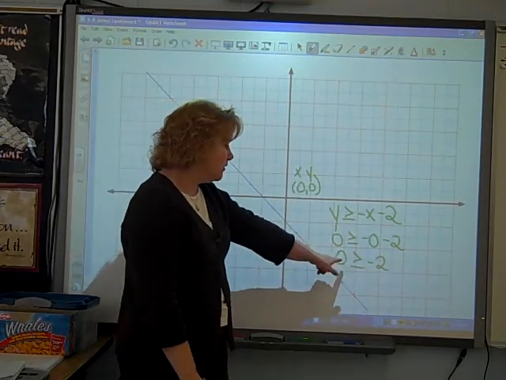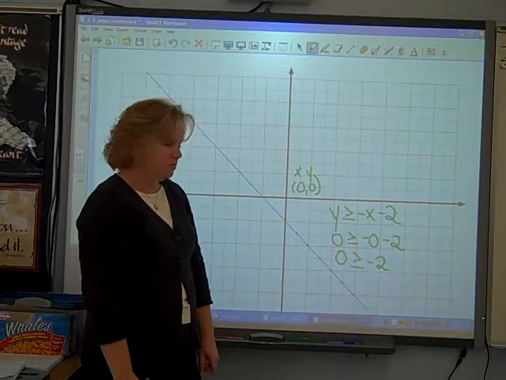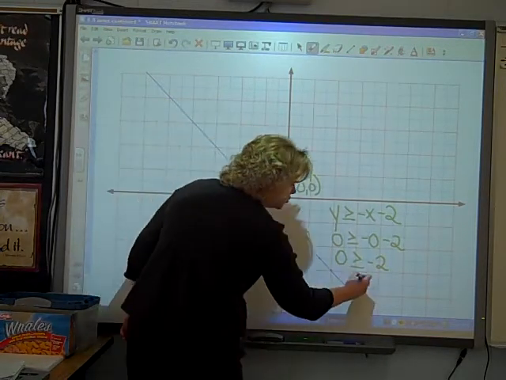Is this a true statement? Is 0 greater than or equal to negative 2? Yes, it is. Right? So this is true.